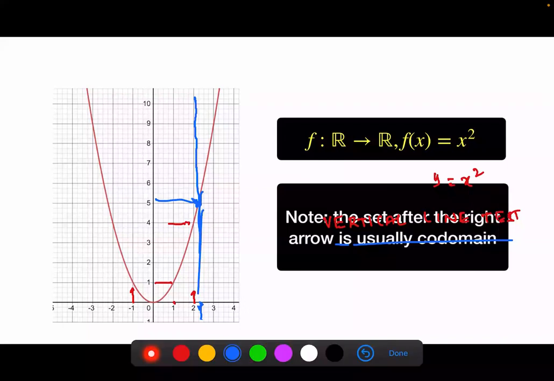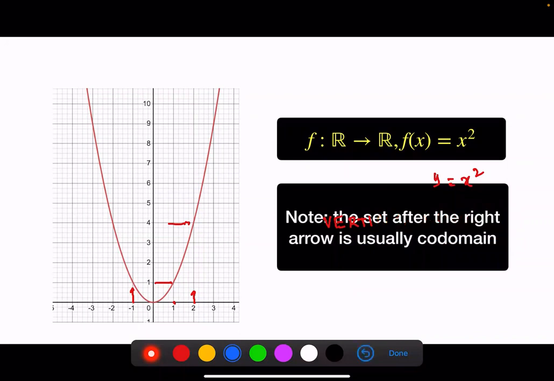Okay, so again, what did I write here? Let me erase this. Go back. Are you able to see what I typed there? Note the set after the right arrow. Whenever we have this definition, R to R, this set R is the codomain. Sometimes you may get confused that it says R to R, but not all values are there. So this is just the codomain.